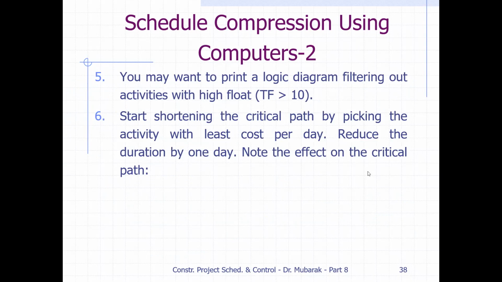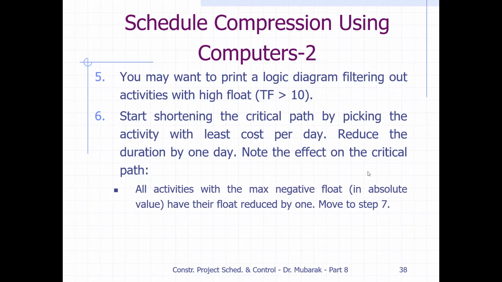Start shortening the critical path by picking the activity with the least cost per day, where the direct cost is a minimum. Reduce the duration by 1 day and note the effect on the critical path. See how your critical path is going and what happens with the diagram. You need to update the diagram, the way I did in the class. All activities with the maximum negative float in absolute value have their float reduced by 1. Move to step 7.